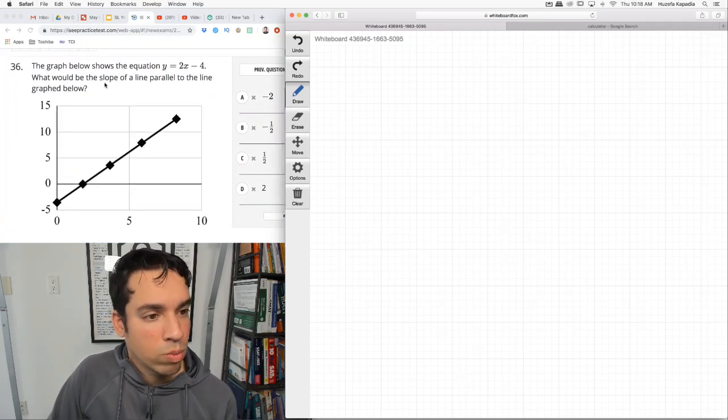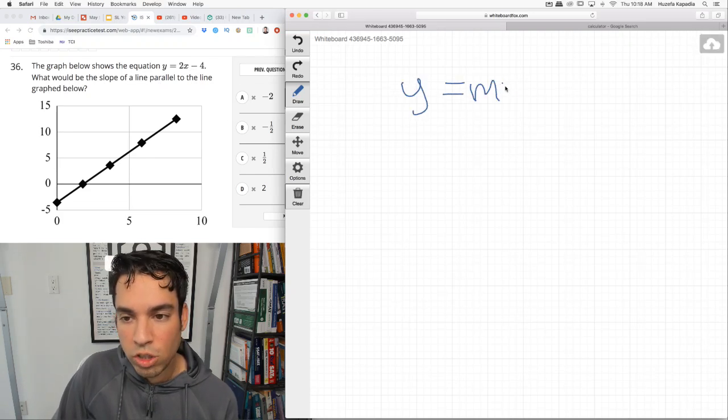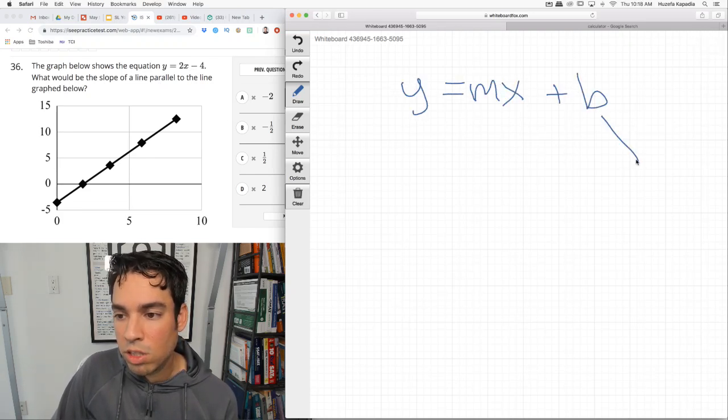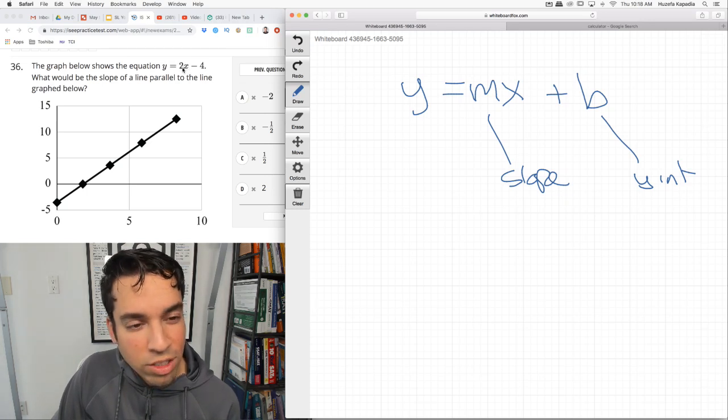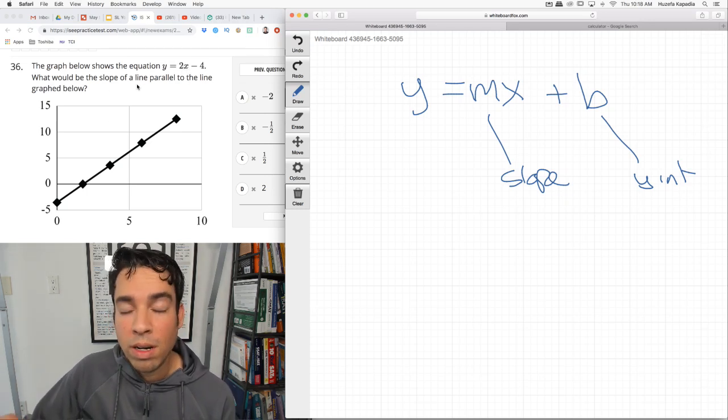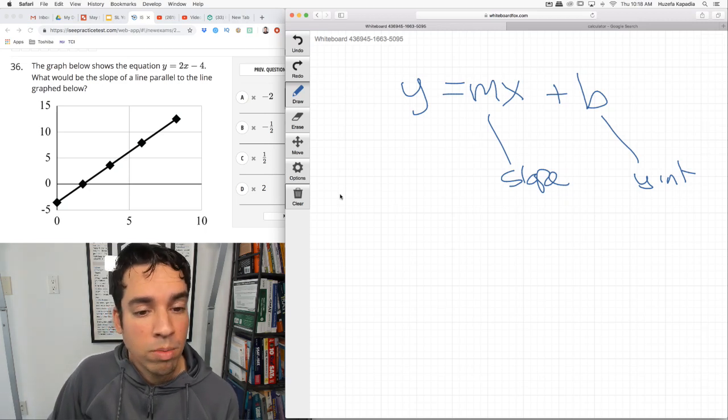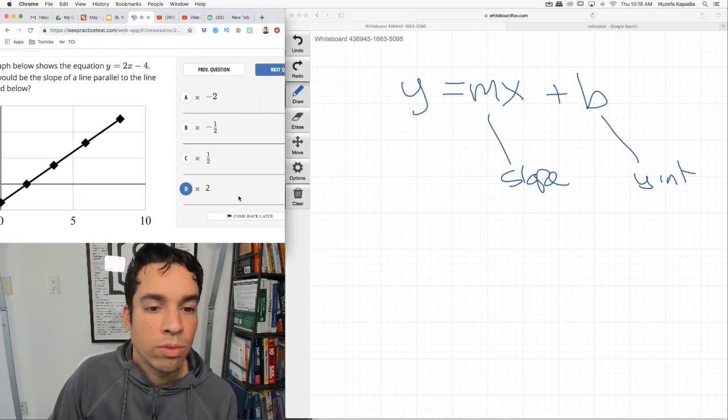Okay, next, 36. It shows the equation of y equals, what would be the slope of a line parallel? This is in slope-intercept form, where this is my y-intercept, and this is my slope. Since they give us the equation, my slope is whatever number is multiplying x, which is 2. Therefore, a line parallel is going to have the same slope. It's also going to have a slope of 2.